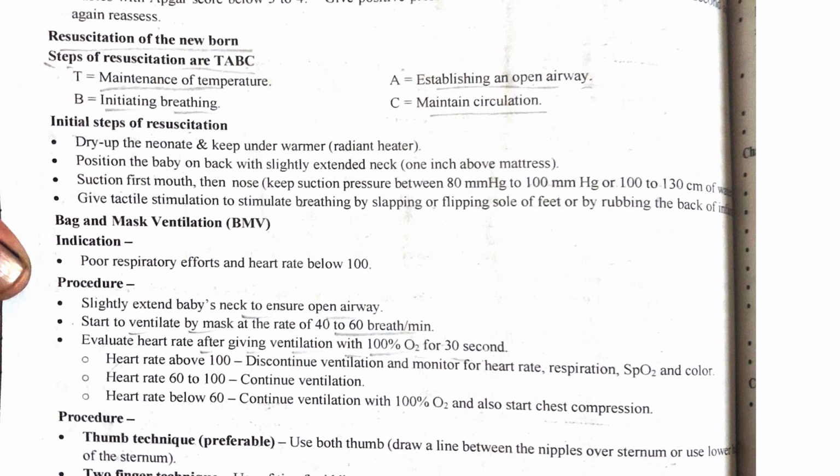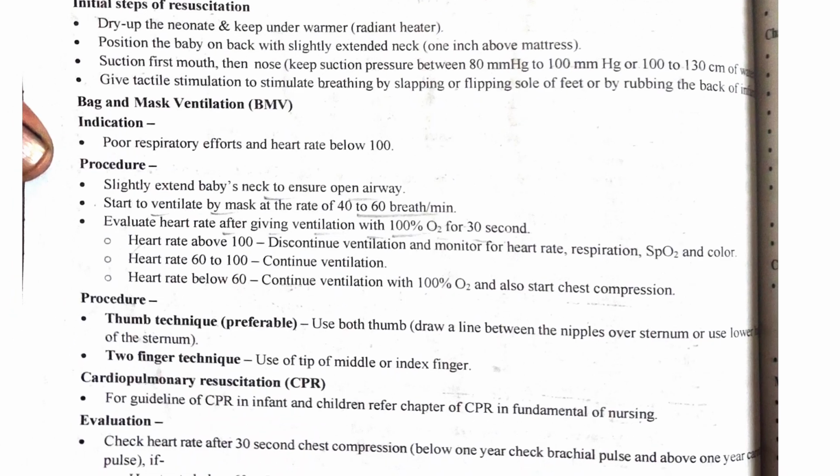Give tactile stimulation to stimulate breathing by slapping or flicking the sole of the feet or by rubbing the back of the infant. Bag and mask ventilation. Indication: poor respiratory efforts and heart rate below 100. Procedure: slightly extend the baby's neck to ensure an open airway. Start to ventilate the baby with the mask at the rate of 40 to 60 breaths per minute. Evaluate heart rate after giving ventilation with 100% O2 for 30 seconds.